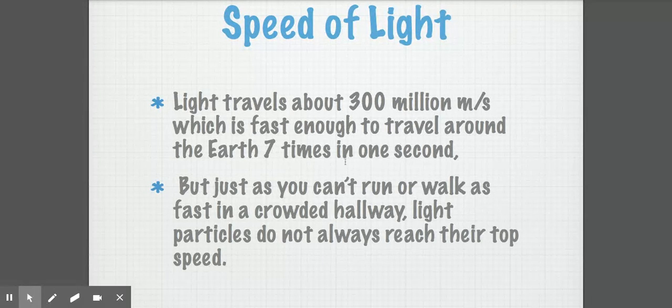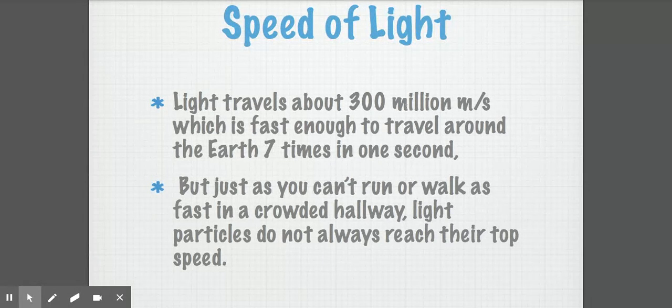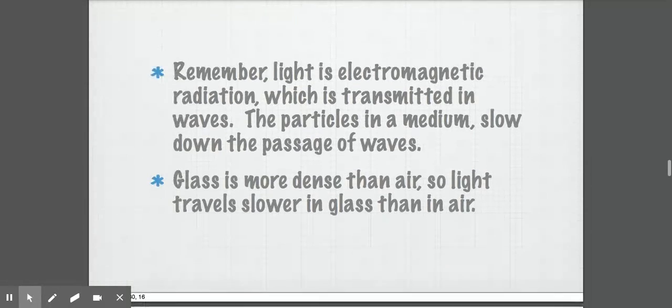So just like you can't run or walk as fast in a crowded hallway, light particles do not always reach their top speed. This speed of light is actually light traveling through a vacuum. A vacuum means that there's no other particles, so light is able to travel at its top speed. As soon as you start introducing particles, it's likely that light is going to hit those particles, and that light is going to slow down. It's not going to be traveling at its top speed. So essentially, the more particles that you introduce, the thicker a medium is, the more likely it is to slow light down.